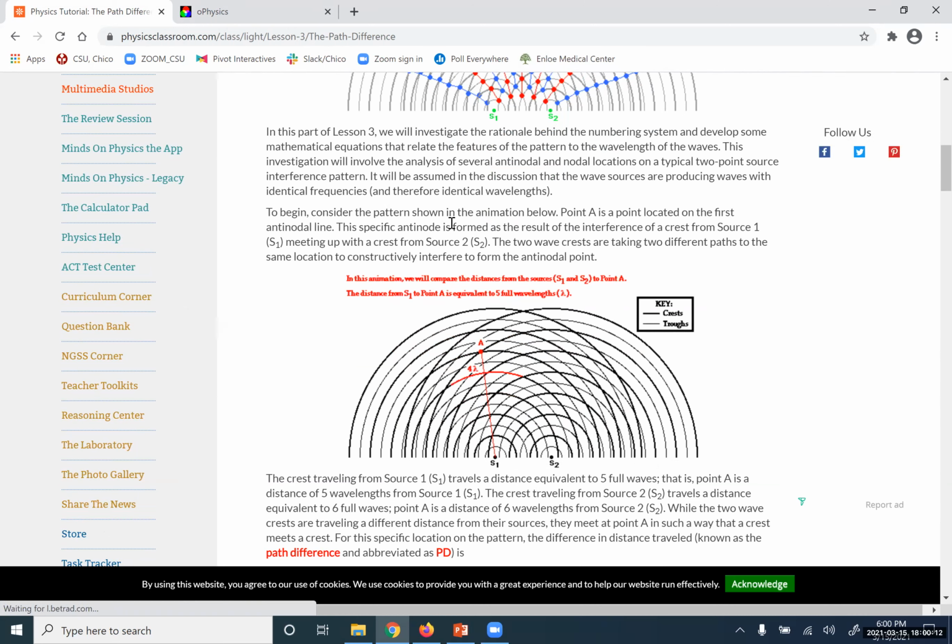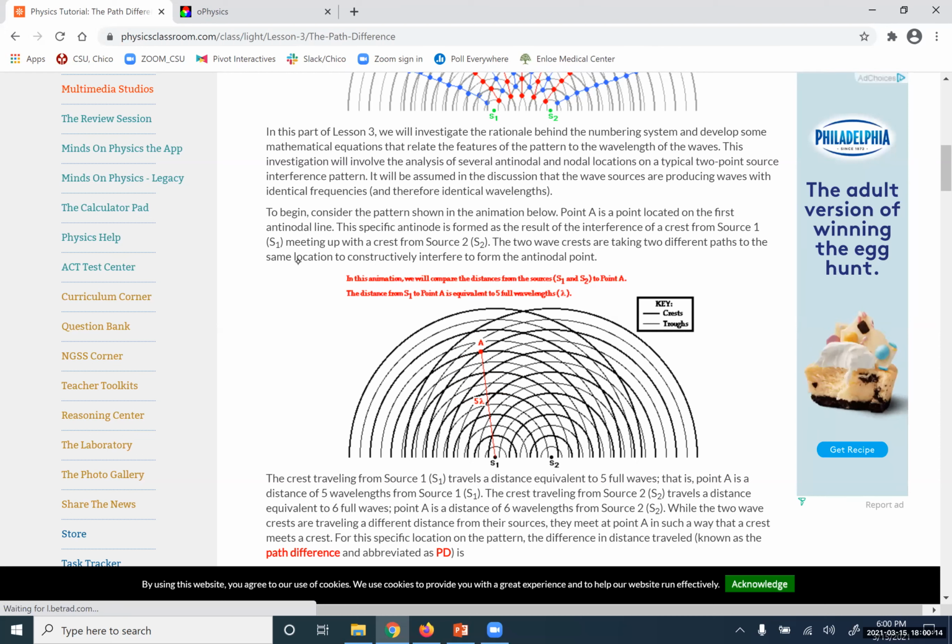if the path difference is lambda, 2 lambda, 3 lambda, we get the constructive interference. Okay, if the path difference is like lambda over 2, 3 lambda over 2, then we get the destructive interference.